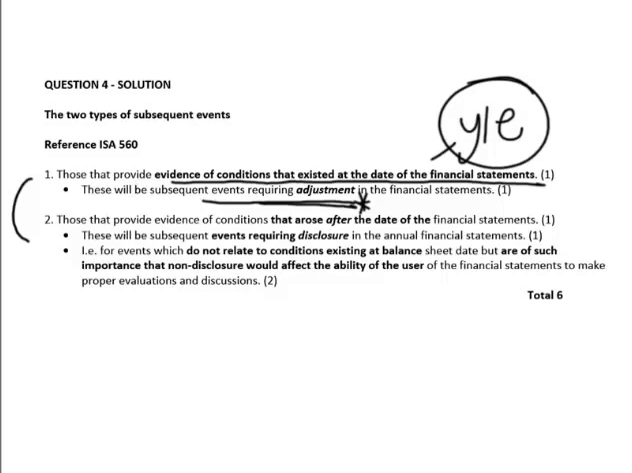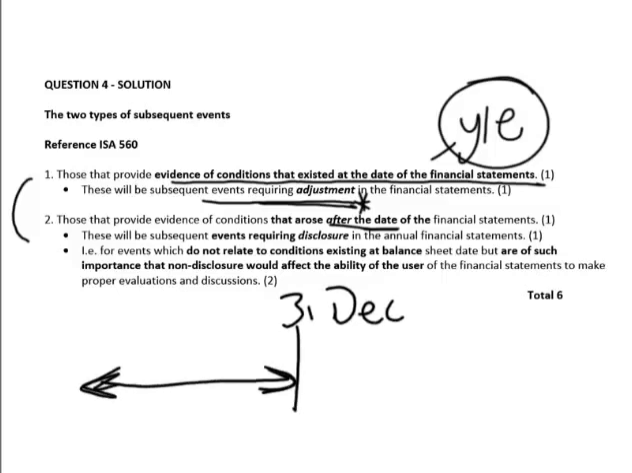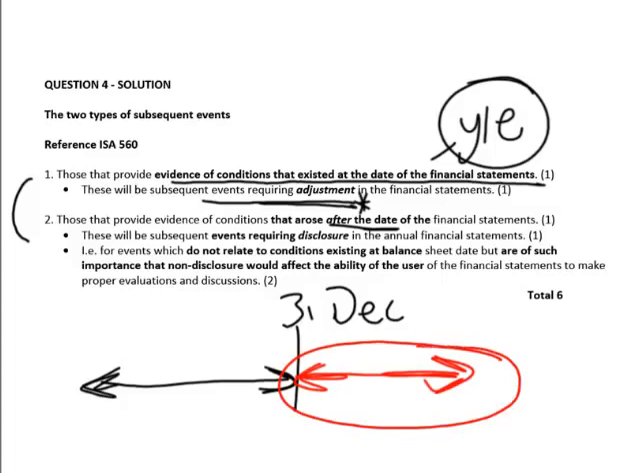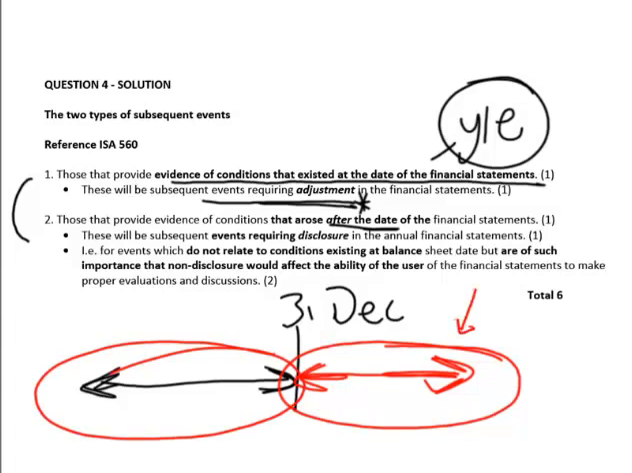The second type you would get were those that arose after year end. So if our year end is the 31st of December, there's information that happens up to the date of the 31st of December, and then we get events that take place from this financial year end date onwards. And these would be considered the non-adjusting or adjusting. It just depends when it takes place. So number 2, those that provide evidence of conditions that arose after year end. These will be subsequent events requiring disclosure in the annual financial statements. So anything that happened after year end, we would need to disclose it.